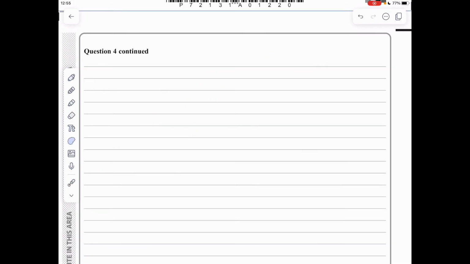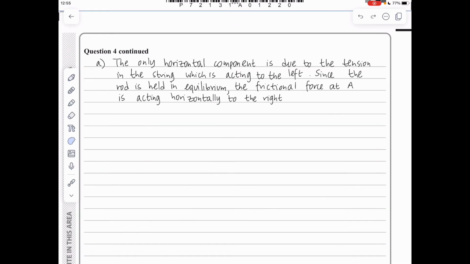And therefore we say that the only horizontal component is due to the tension in the string, which is acting to the left. And since the rod is held in equilibrium, the frictional force at A is acting horizontally to the right. We need to mention the word only to explain why there must be a component to the right, and therefore the frictional force at A is acting horizontally to the right.